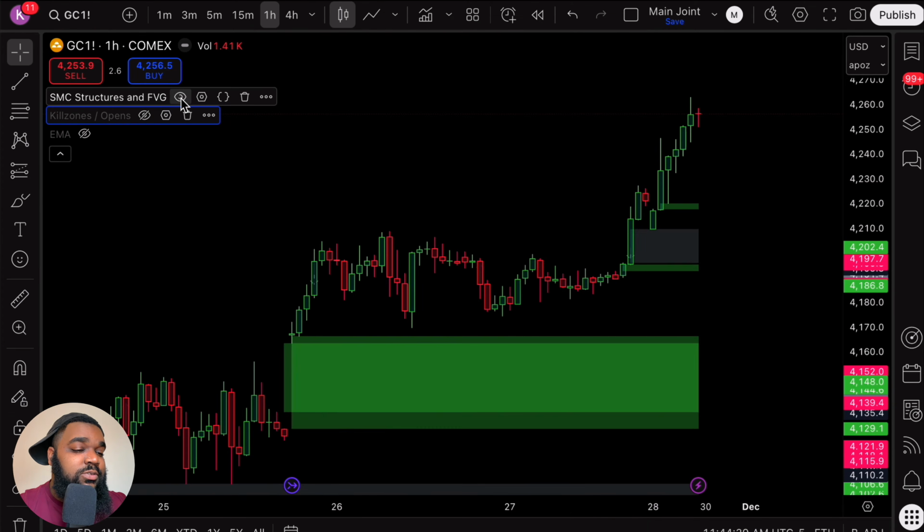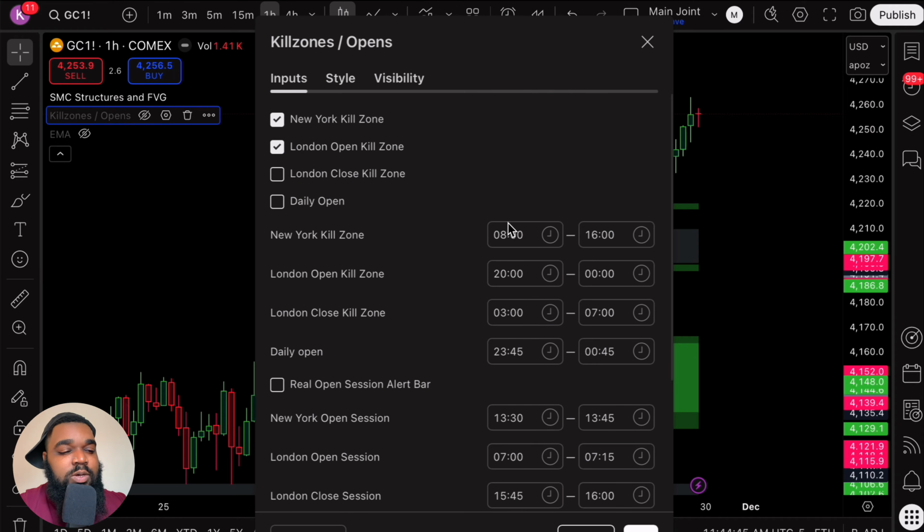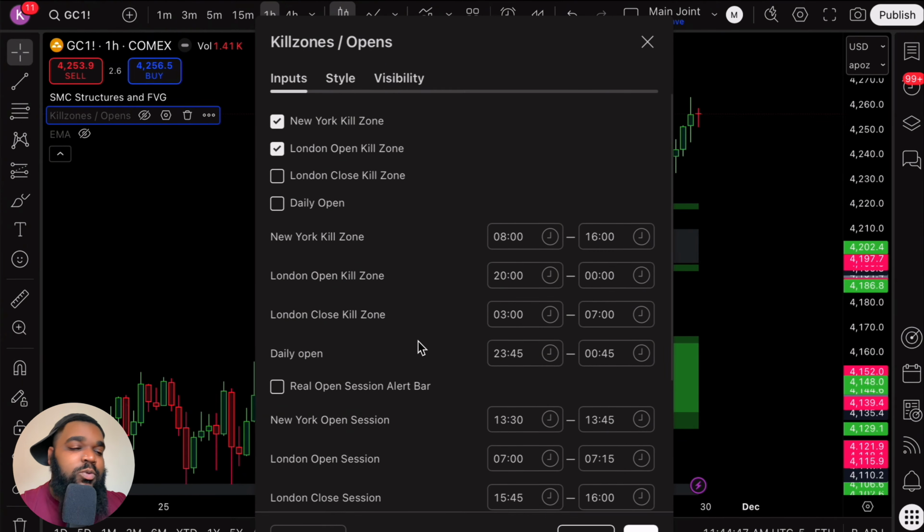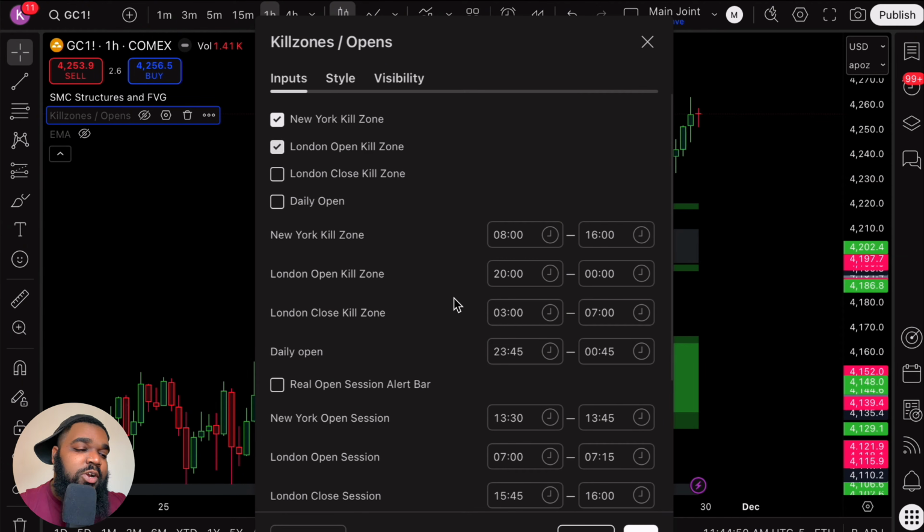And then I put my kill zones on. Sorry, really quick, this is what it looks like when you put it on your chart, so you don't miss a fair value gap. Then I have the kill zones, which tell me what sessions I'm trading. You got New York and London. They don't have Asian, so you have to customize it.